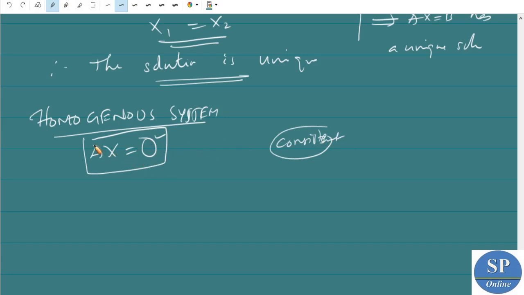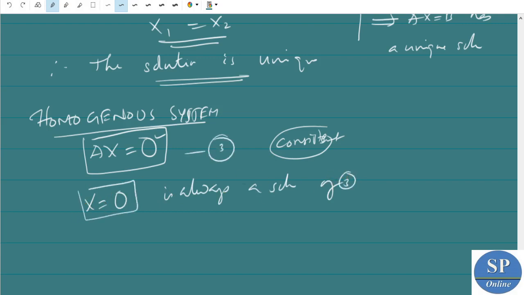Homogeneous system is always consistent because x equal to 0 is always a solution of this 3.